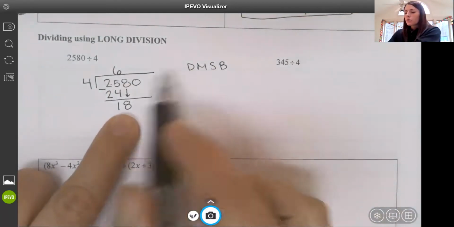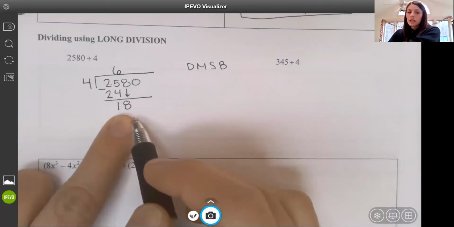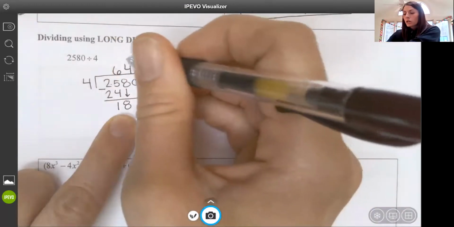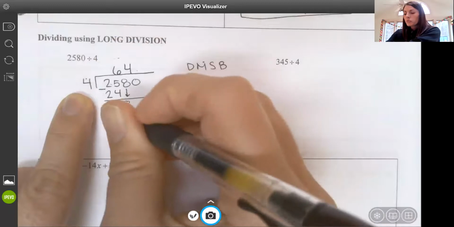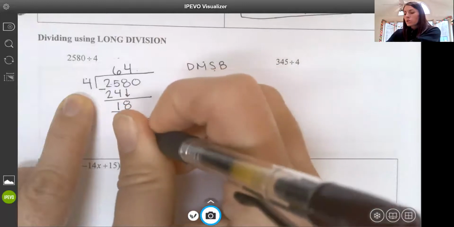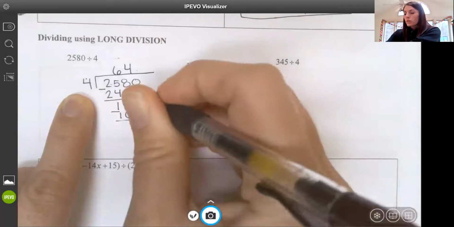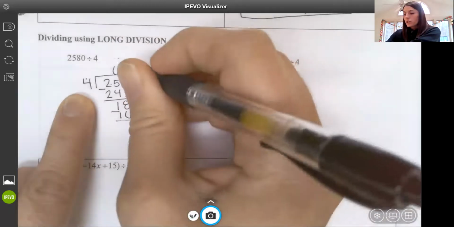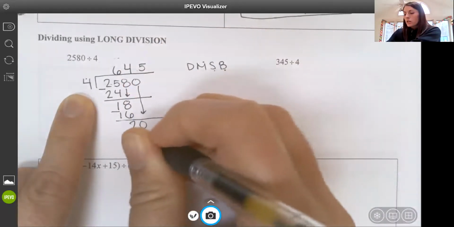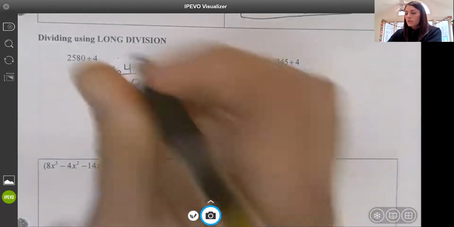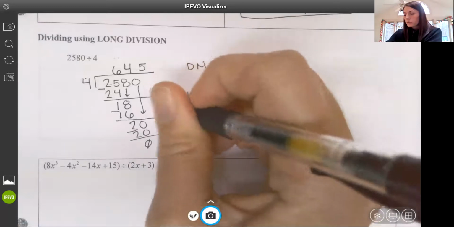So now here I'm dividing in 4. How many times does 4 fit into 18? 4 times. Then I take that 4 and I multiply it by what's out front, 16. I subtract those 4 factors out, leaving me with 2, and I bring down the next value. And so now I have 20, and 4 divides into 20 evenly 5 times. 4 times 5 is 20. Subtract that, leaves me with no remainder, divides in evenly. So this would be 645.